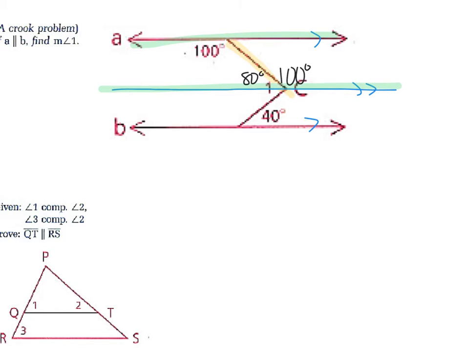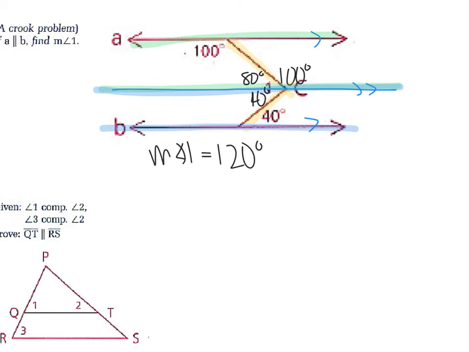Well, if we switch now and have this as my transversal, and the blue lines are the lines I'm focusing on, again, I have alternate interior angles, so the measure of this angle inside is also 40 degrees. So the measure of angle 1 equals 120 degrees. So when you have a crook problem, just draw a line through the crook that is parallel to the other two lines and then apply our theorems.